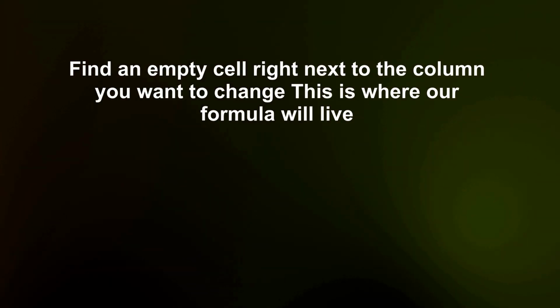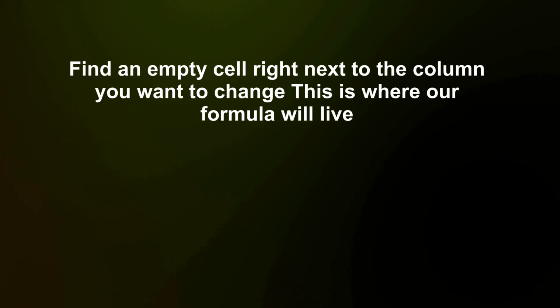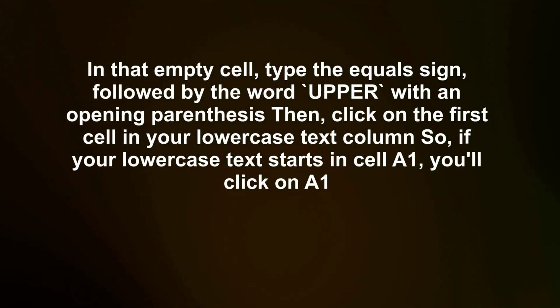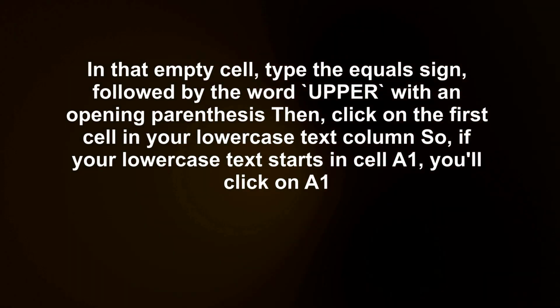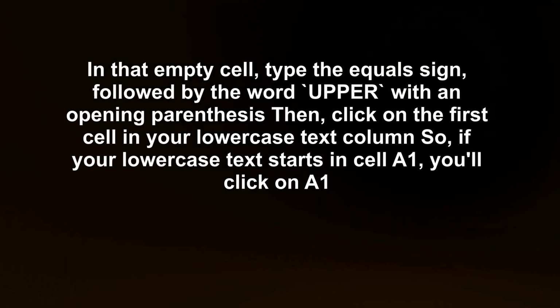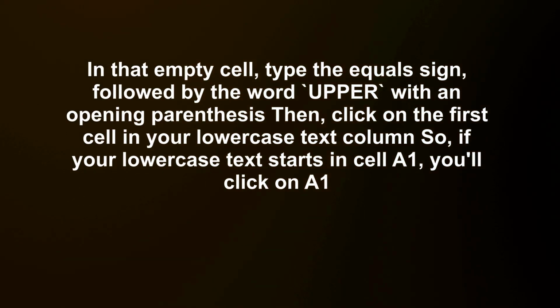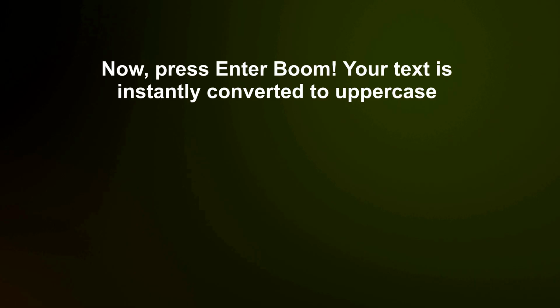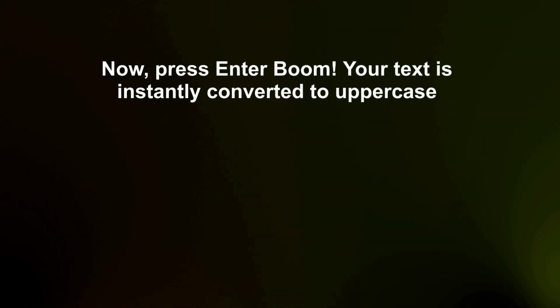Find an empty cell right next to the column you want to change. This is where our formula will live. In that empty cell, type the equals sign, followed by the word upper with an opening parenthesis. Then, click on the first cell in your lowercase text column. So, if your lowercase text starts in cell A1, you'll click on A1. Now, press enter. Boom, your text is instantly converted to uppercase.